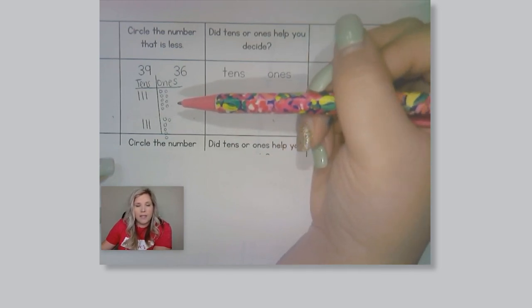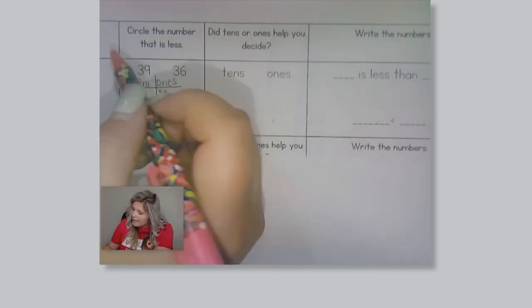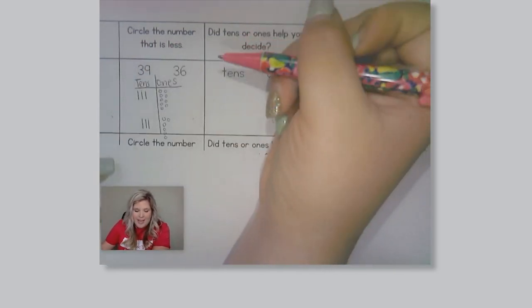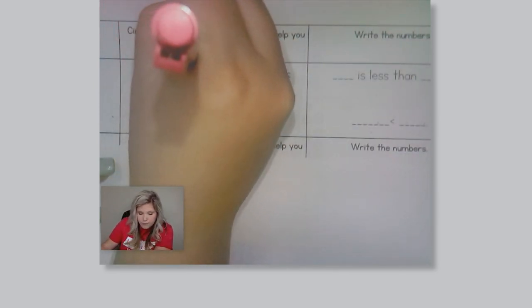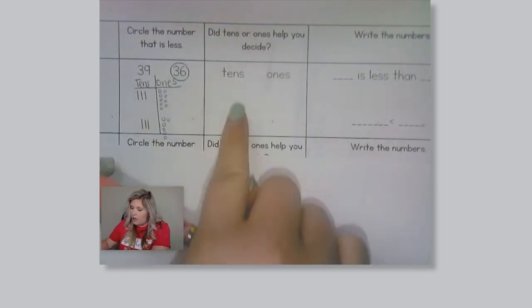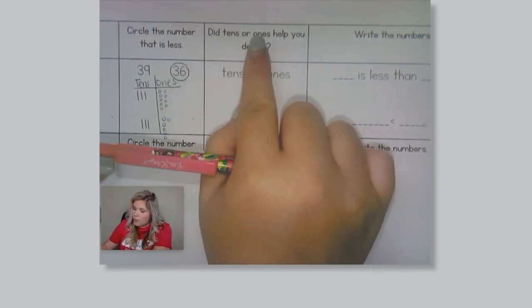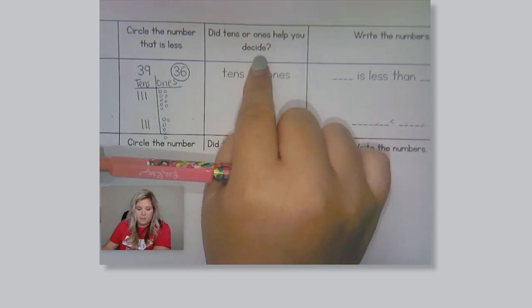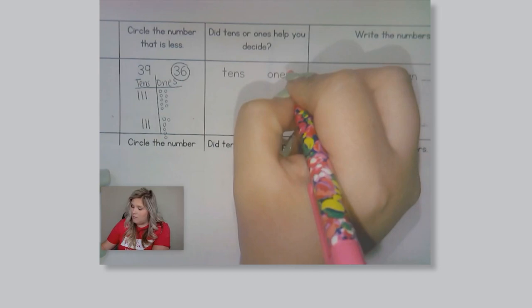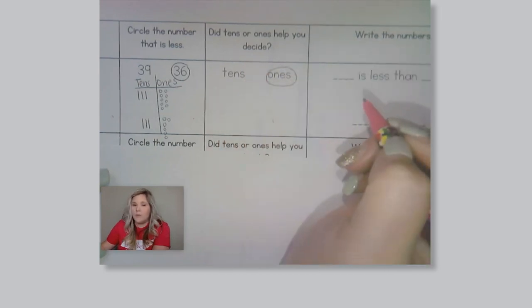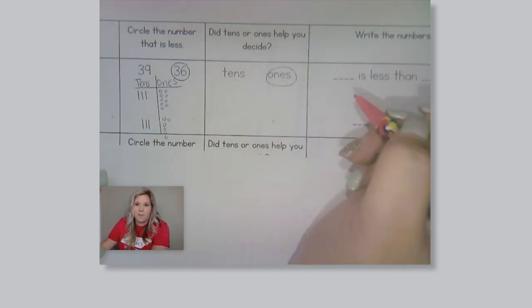So now I need to complete my chart. It says to circle the number that is less. So we said that 36 was less. The next column says, did tens or ones help you decide? I used ones to compare my two numbers, so I'm going to circle ones. Remember, we used ones because the tens were the same.